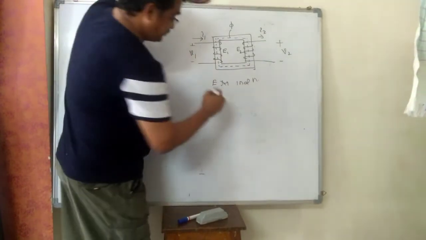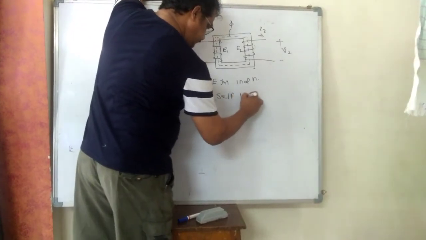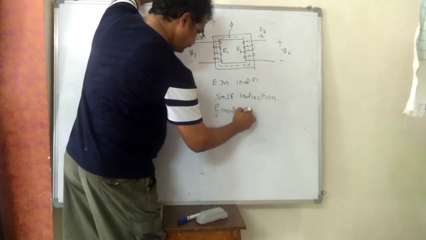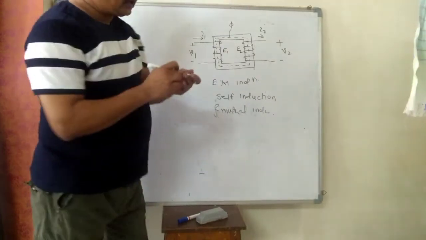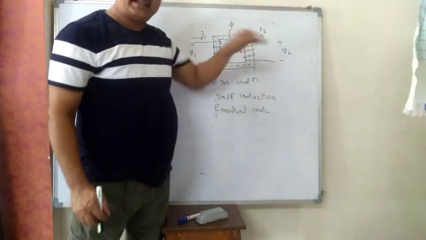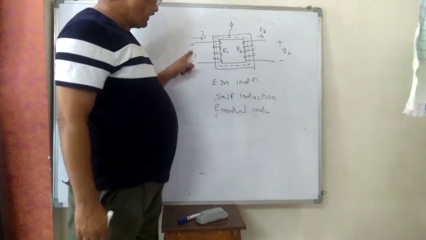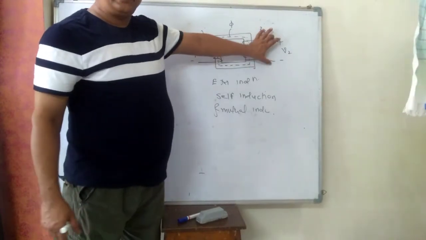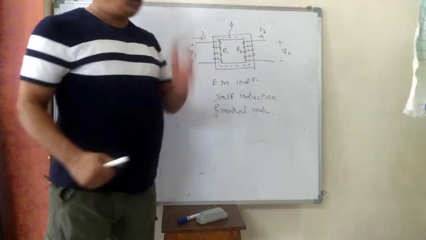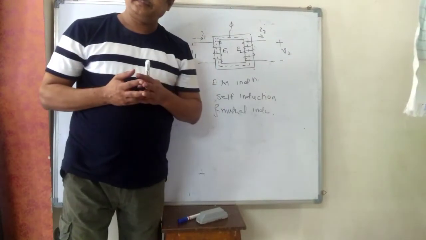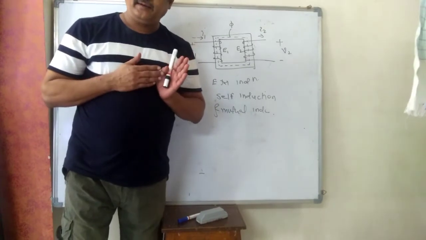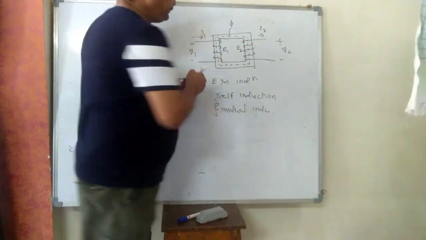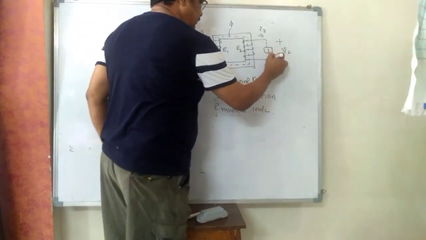And there are two important terms, self-induction and mutual induction. So transformer basically has two coils. This is first coil, this is second coil. The coil which is connected to supply, V1 is the supply, that is known as primary coil. And the load is connected across secondary. That is known as secondary coil. So transformer is represented by two coils. The coil which is connected to supply is known as primary coil, and the coil across which load is connected, here we will connect load, that is secondary coil.